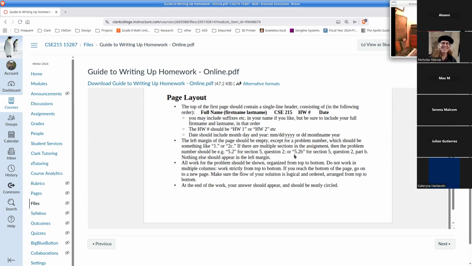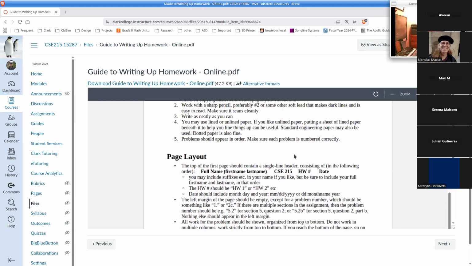Work from top to bottom. So if you're working through a problem, begin at the top of the page, work your way down. When you get to the bottom, go to a new page. Try to avoid, when you get to the bottom, going back up to the top and starting a second column, right? Or trying to write sideways in a margin because you ran out of space. Just go to a new page so that your whole homework reads from top to bottom, page 1, page 2, page 3, in a nice logical order. So that's the basic guidelines.